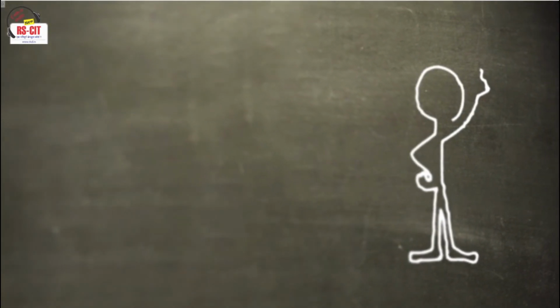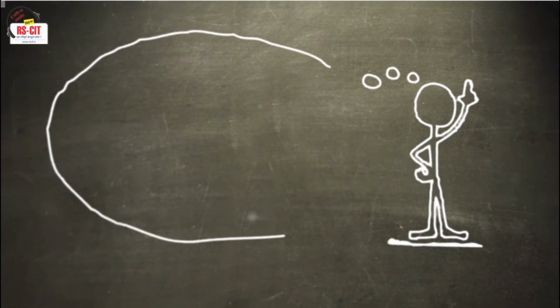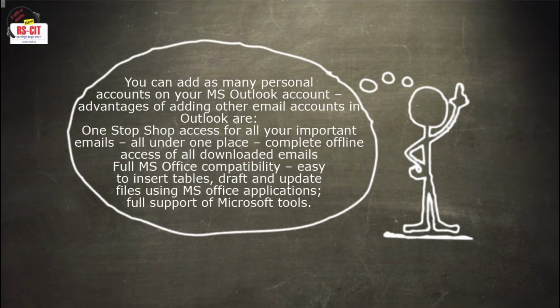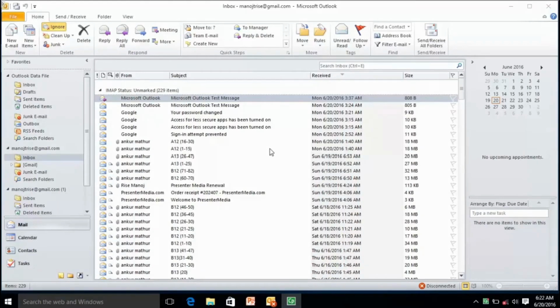Tip: you can add as many personal accounts on your MS Outlook account. Advantages of adding other email accounts in Outlook are: one-stop shop access for all your important emails, all under one place, complete offline access of all downloaded emails, full MS Office compatibility, easy to insert tables, draft and update files using MS Office applications, full support of Microsoft tools.